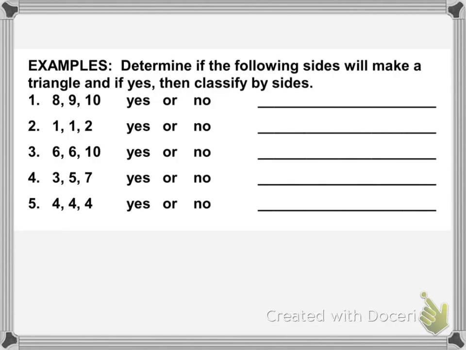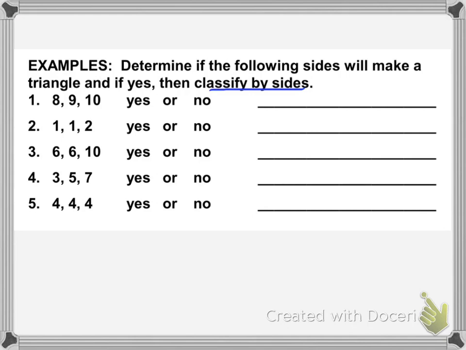So here are a few more examples. If you feel like you've got the concept down, you can go ahead and pause it and try to do this and then unpause. And we'll go over it together. So you can pause it right now. But what you're doing here is it says determine if the following sides will make a triangle, and if yes, then classify it by side. So we learned that in the last lesson, okay? So first of all, you want to make sure that you're adding together the two smallest sides, and they're not always going to be the first two numbers. A lot of times they are, but make sure you're adding the two smallest sides.